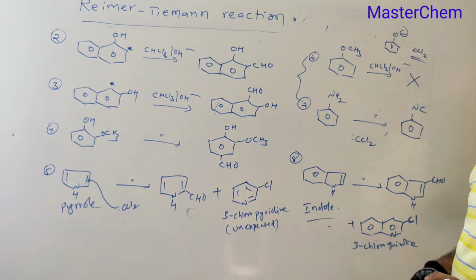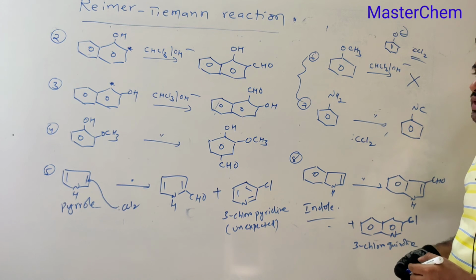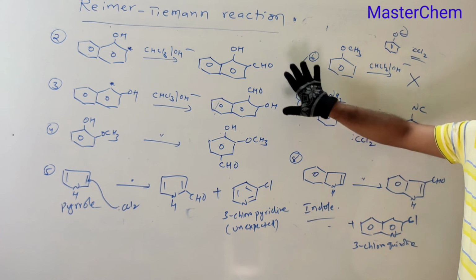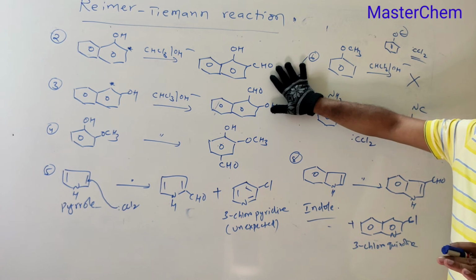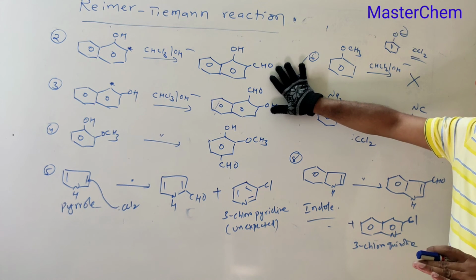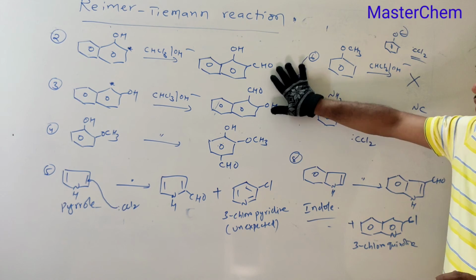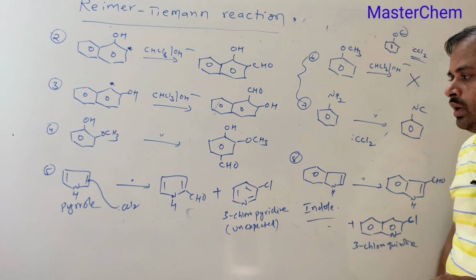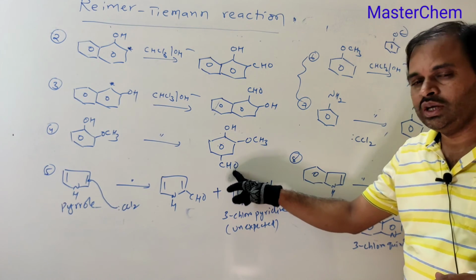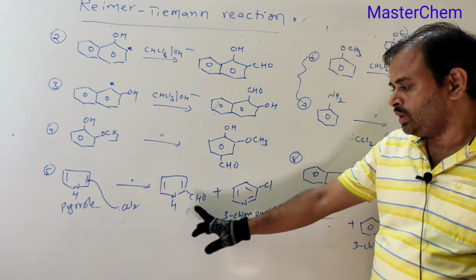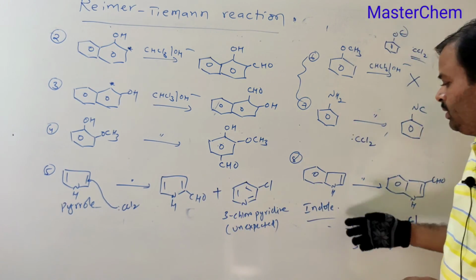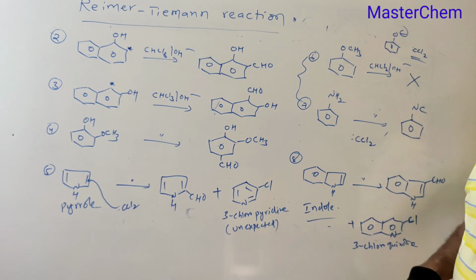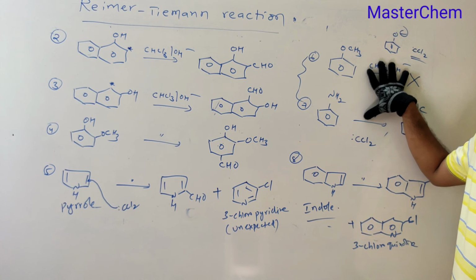This is about the Reimer-Tiemann reaction with examples. Just remember the ortho position: replace hydrogen with CHO at the ortho position. If the ortho position is blocked, replace hydrogen with CHO at the para position. Here it is the second position, for indole the third position, and there are unexpected products. Here there is no Reimer-Tiemann reaction.